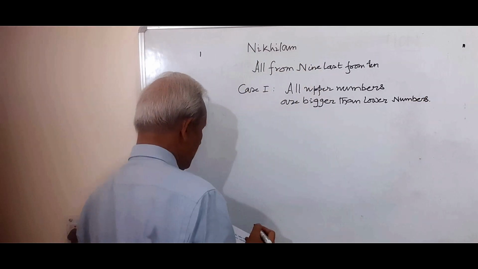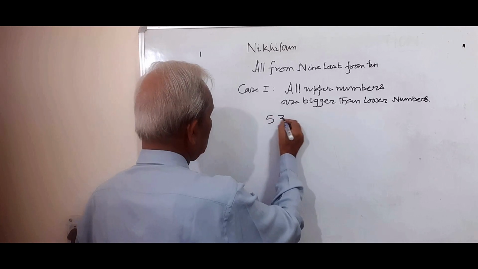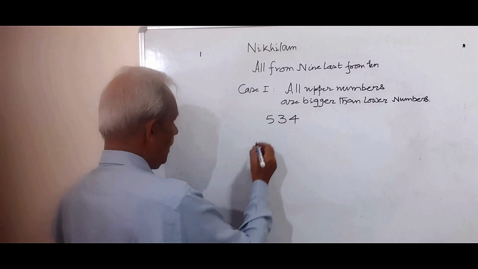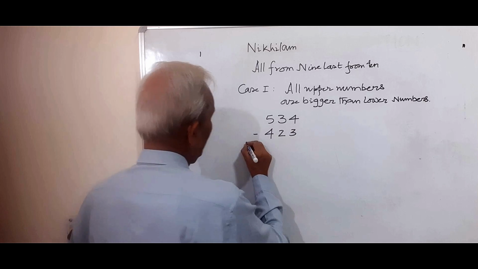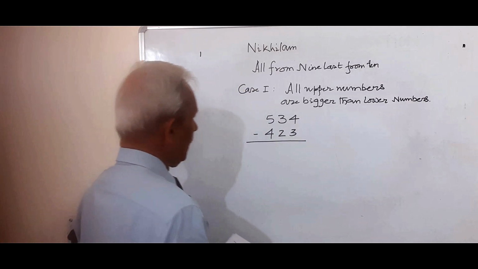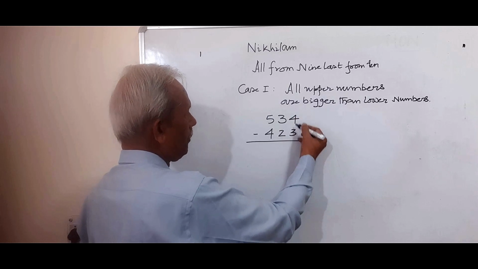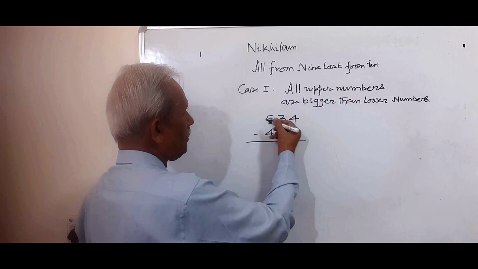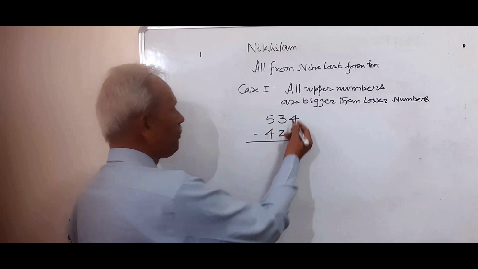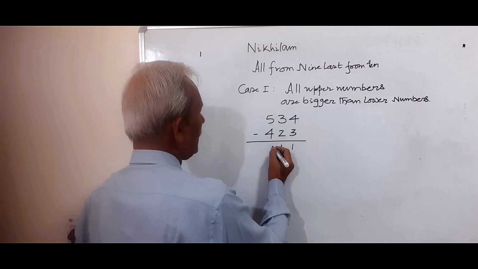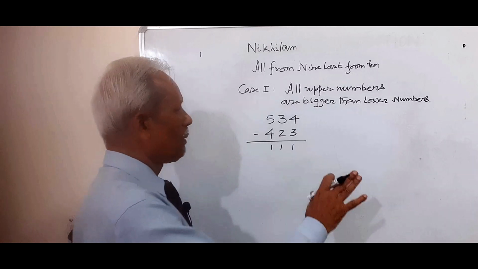Let us see an example of this. 423 is to be subtracted from 534. Now here you can see this is the upper number, this is the lower number. The upper number is bigger: 4 is bigger than 3, 3 is bigger than 2, 5 is bigger than 4. So whenever the upper number is bigger, there is no issue at all. You simply do 4 minus 3 is 1, 3 minus 2 is 1, 5 minus 4 is 1. No carry, simple subtraction, right?